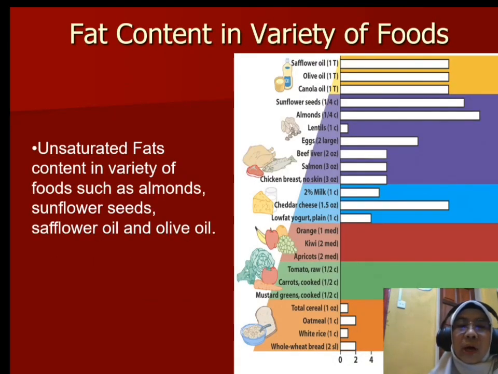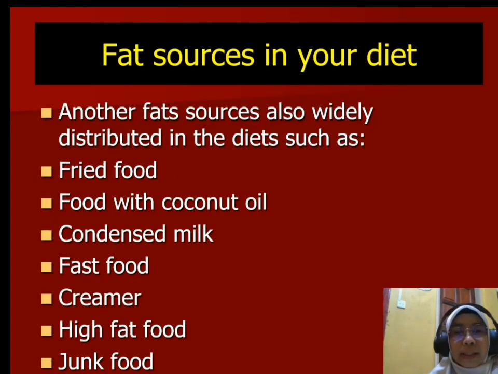Okay, how about fat content in a variety of foods? Okay, you can see in this picture, this is unsaturated fat content in a variety of foods such as almonds, sunflower seeds, sunflower oil, and olive oil. Okay, this is fat source in your diet. Other fat sources also widely distributed in the diet, such as fried food, coconut oil, condensed milk, fast food, creamer, high-fat food, and junk food.